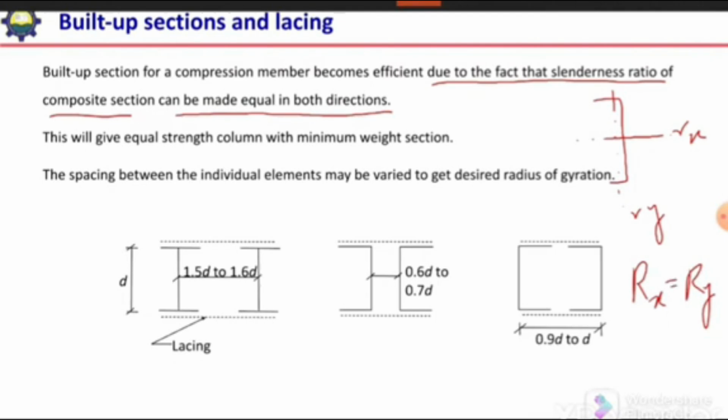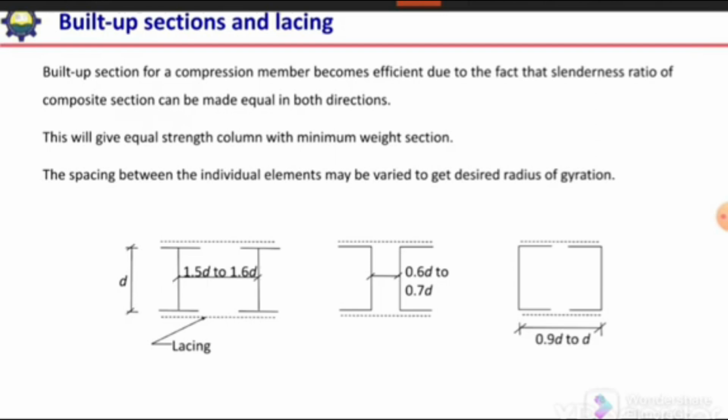If we want to equalize the slenderness ratio about both the axes x and y, we can use a built-up section. If we use a built-up section like this, we can also increase the value of Ry. So in a built-up section, the value of Ry can be adjusted or increased compared to the individual member. Finally we can get a section which has equal slenderness ratio about both the axes. When the slenderness ratio of the section is the same about both axes, our member will have equal strength about the x and y axis. So this will economize our section.